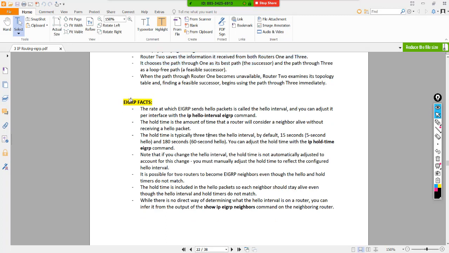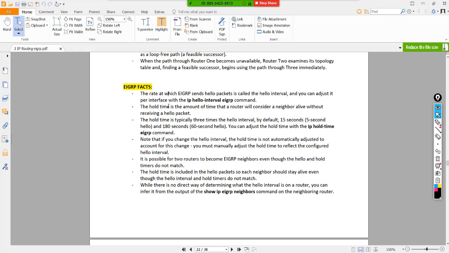Now, quick EIGRP facts. As I told you, the hello packets and the dead interval are customizable. This is the command to customize that. The hold timer is the amount of time the neighborship will still be active. Once it misses 3 consecutive hello packets, it's going to remove that neighbor. That's called the hold timer. By default it's 15 seconds.